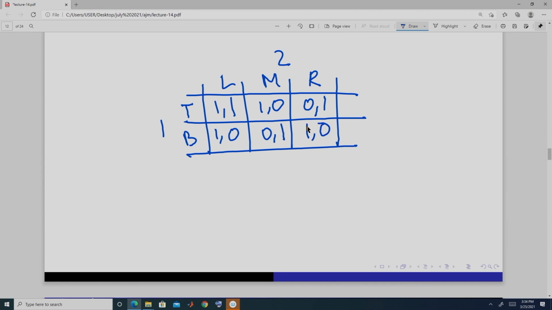Now, here notice, if player 1 plays T, the best response for player 2 is L 1, R 1. So, player 2 is indifferent between L and R. It is greater than M, but it is the same. Now, suppose player 2 chooses L, then player 1 is again indifferent between T and B, because 1, 1. So, this you can say is a weak Nash equilibrium.